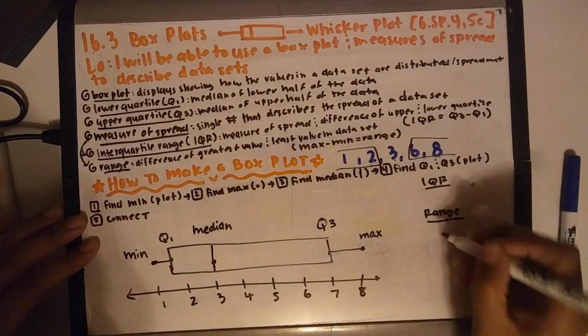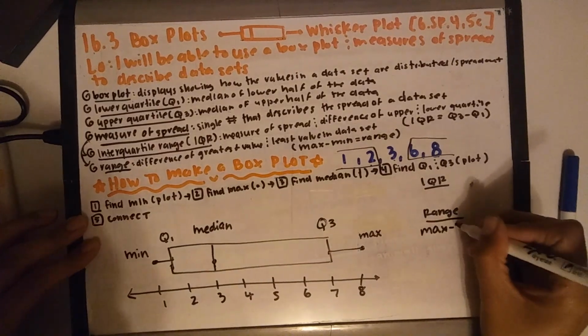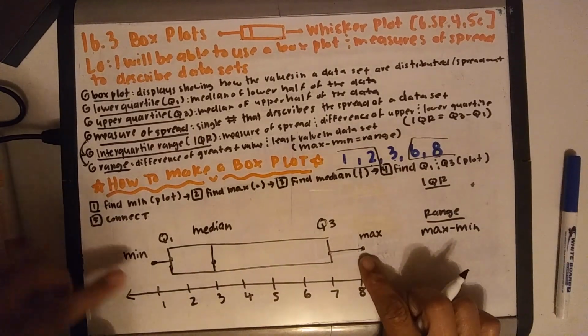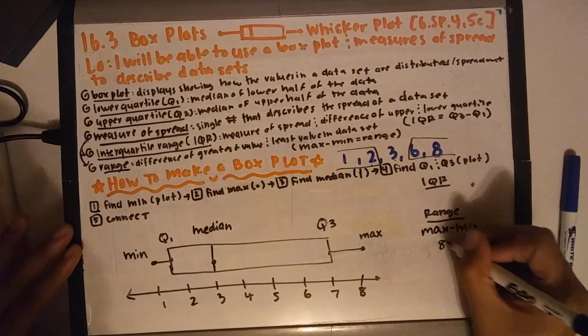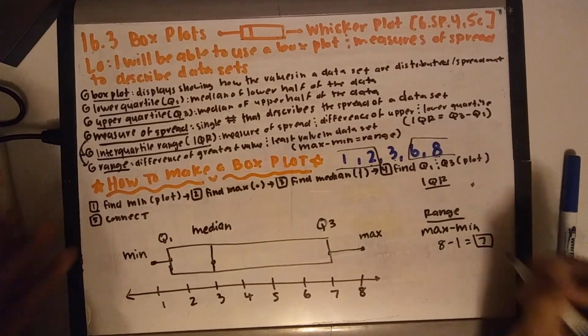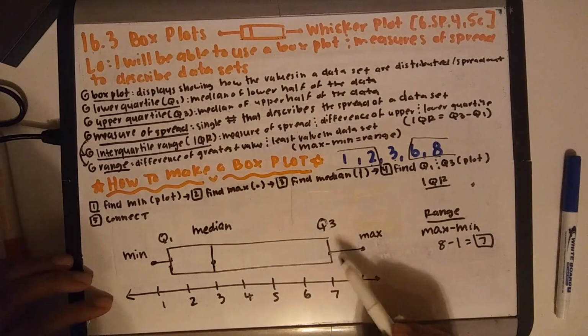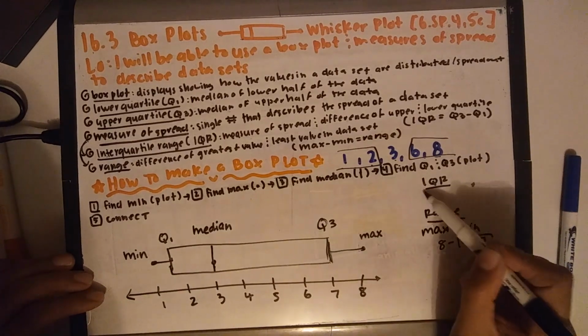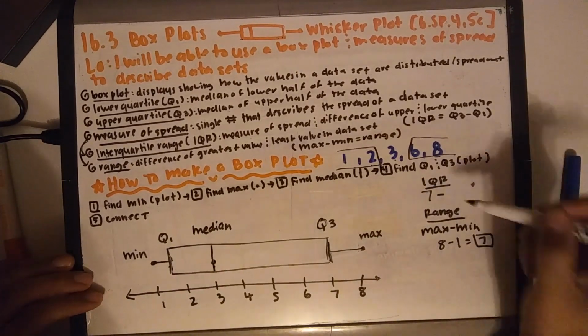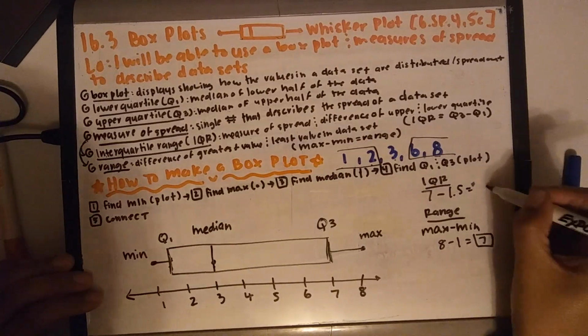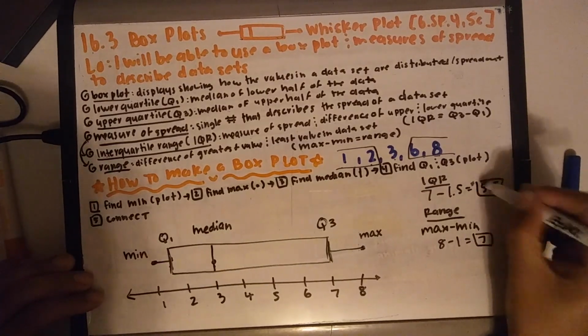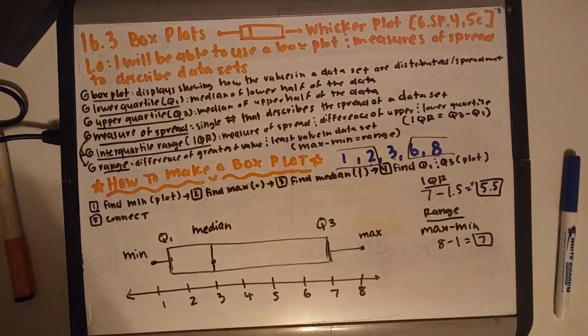So my range is my maximum minus my minimum. So my maximum is 8, my minimum is 1. So 8 minus 1 is 7. So that's my range. And then my IQR, my Q3 is 7, and my Q1 is 1.5. So that will give me 5.5. Okay. So then you have to decide which of those two numbers best describes this data set. Okay. So let me go ahead and give you one to do.